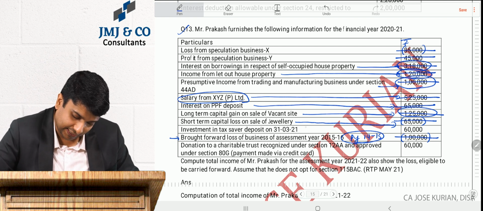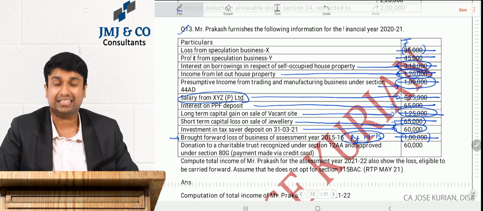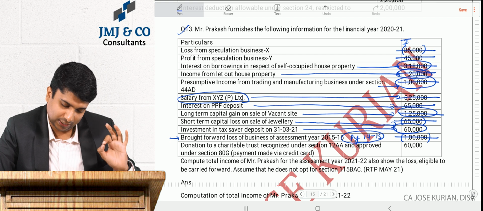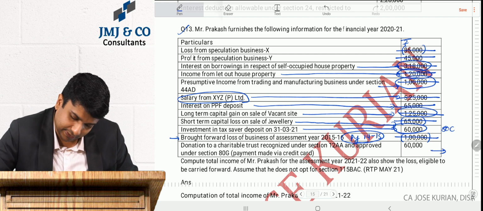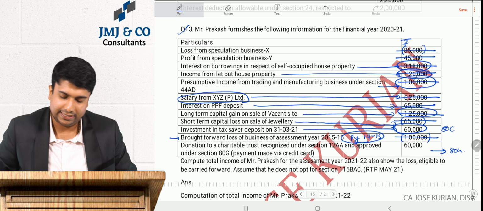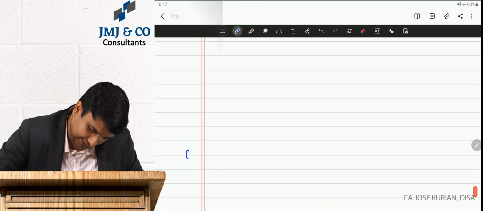Now, investment in tax savers deposit. So that is a tax savers deposit investment scheme deductible under 80C. All right. So that 60,000 is definitely deductible under 80C. And the next item is a donation to charitable trust recognized under 12AA. That is an 80G item. 80G and 80C items remaining. All right. So I'll do one thing. Chapter 6A deduction.